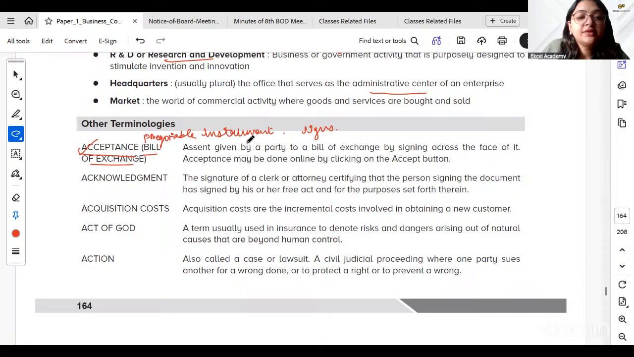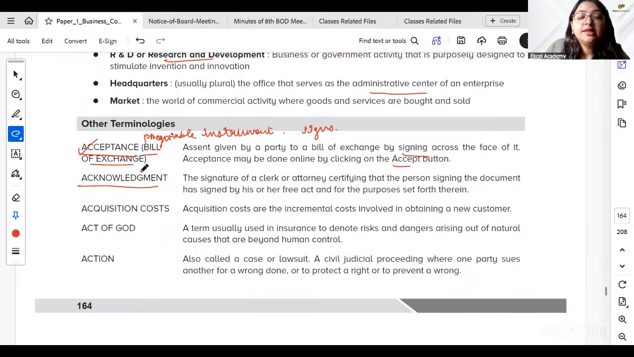Okay. So what is acceptance? It is assent given by a party, who is the party in our case? Mr. A, to a bill of exchange. Who drew this bill of exchange? Me. By signing across the face of it. Acceptance may be done online by clicking on the accept button. So this is in case of your physical bill of exchange, and this is in case of your online instruments. All right. Next, acknowledgement. Okay.